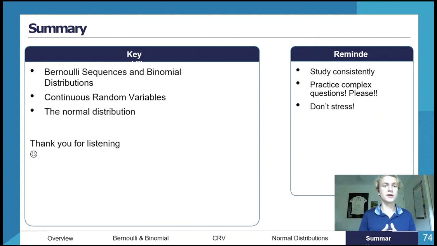Okay. So yeah, the things we went over today: Bernoulli sequences, binomial distributions, continuous random variables, normal distribution. Some reminders: if you're in methods, you are smart. So if you study consistently, practice those complex questions, stretch your understanding, and try and be as relaxed as possible. If that means limiting caffeine intake, that's necessary. You will do well on the external exam. Believe me, it is directly proportional to the amount of effort you put in.